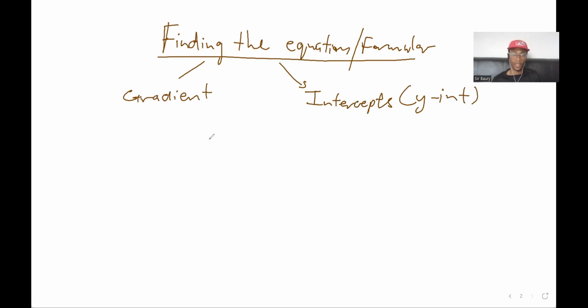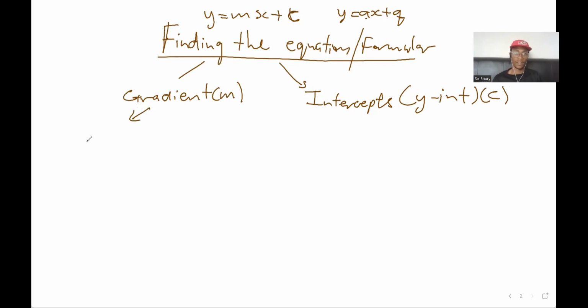Because the formula is y is equal to mx plus c, right? Other textbooks or authors prefer saying ax plus q, but it's the same thing. The a stands for m, the c stands for q. So the gradient is m, the y-intercept is c.